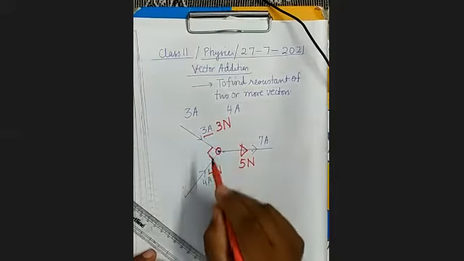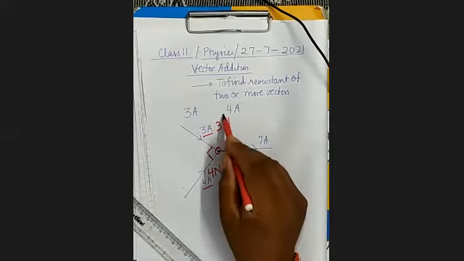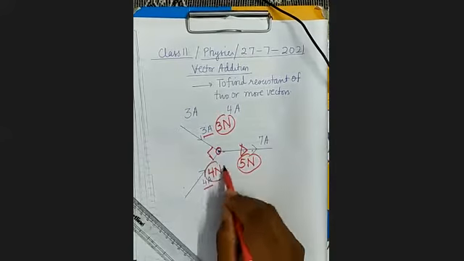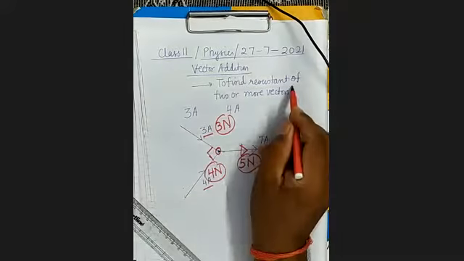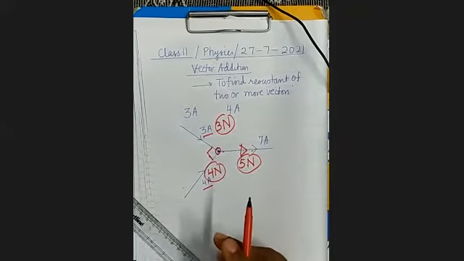Because current is a scalar quantity. They are added algebraically. Algebraically means according to their sign, they will be added. While force is a vector quantity, and if you have to add them, then you will add them vectorially. It's clear. Determining the resultant of two or more vectors. And one more thing here.